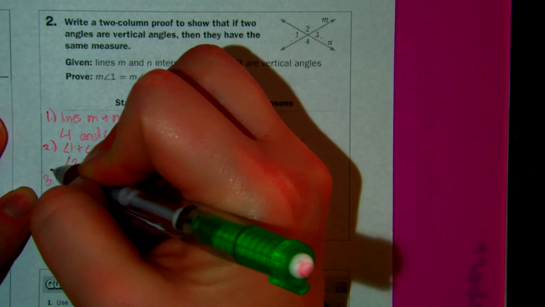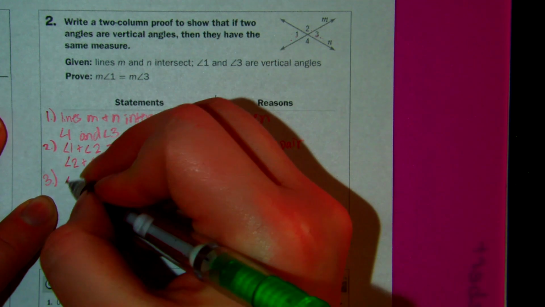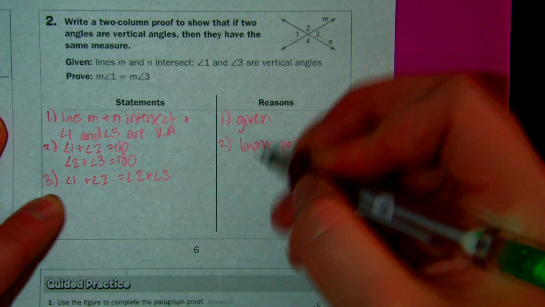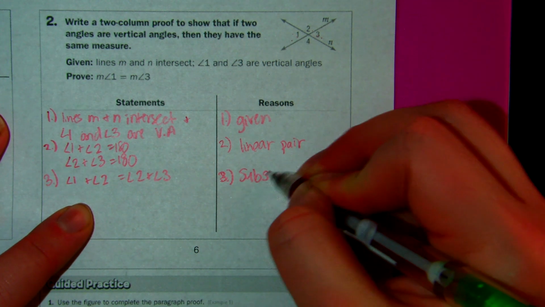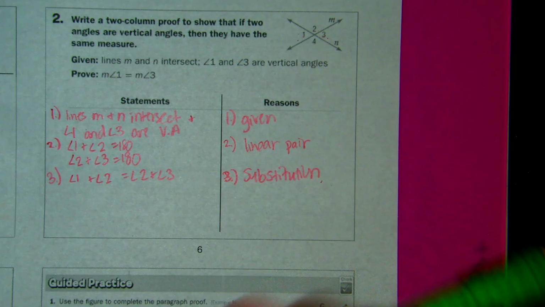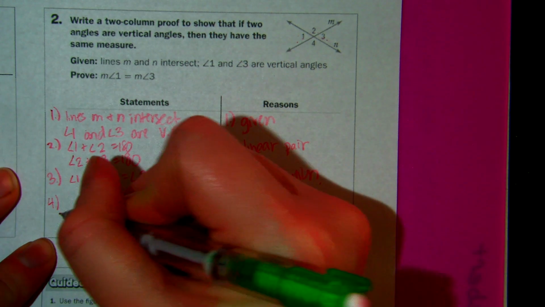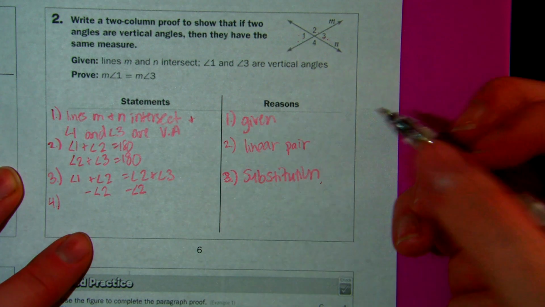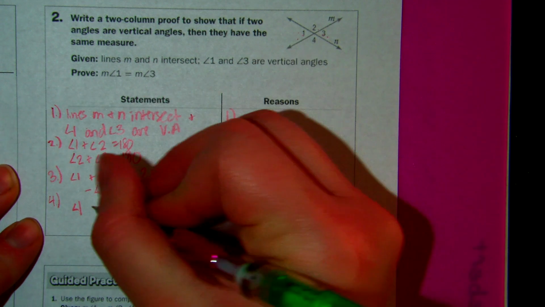2. Statement 3. Well, if these are both equal to 180, then we can set them equal to each other. So angle 1 plus angle 2 equals angle 2 plus angle 3. And that would be substitution. When in doubt, substitute it out. Now, to get angle 1 to equal angle 3, we have an angle 2 on both sides. So we could subtract angle 2 from this side, subtract angle 2 from that side. So we'd be left with angle 1 equals angle 3.